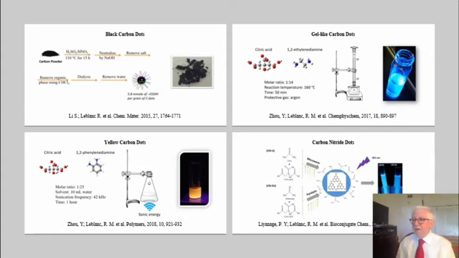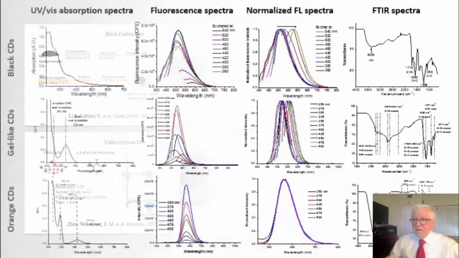And the next one is carbon nitride dots, and we can use urea and also citric acid. And with microwave or pyrolysis, which means hydrothermal heating of the mixture, we can produce carbon nitride. So we'll discuss mainly the black carbon dots, which is the top-down approach, and also what I call the bottom-up approach with gel-like and the yellow carbon dots. And this is presented on the next slide.